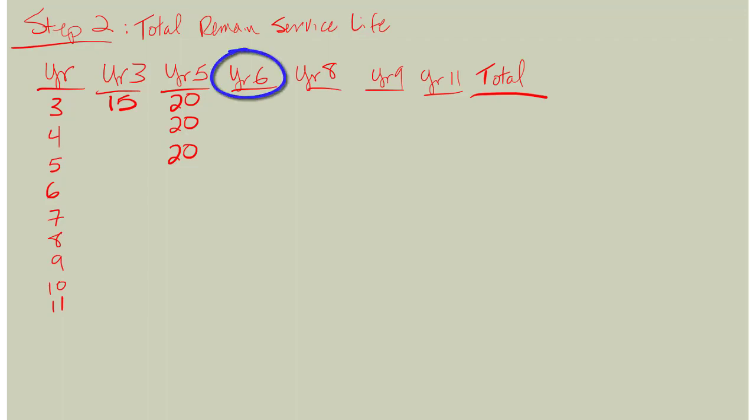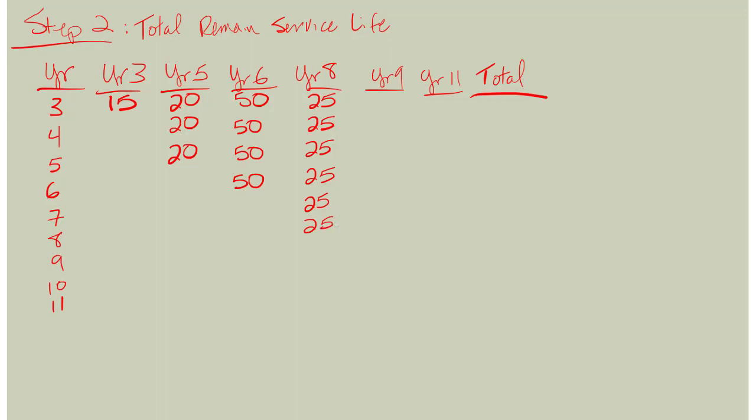Year 6 was one of our bigger groups. There's 50 of them, and they'll retire in year 6. So we've got 4 years that we'll get from each of these employees. Year 8 has 25 employees, and again, they'll work for us all the way through year 8. Year 9 is our biggest group. We've got 60. We'll take that all the way through year 9. And then year 11, our last group, before they retire, they'll work for the whole period.